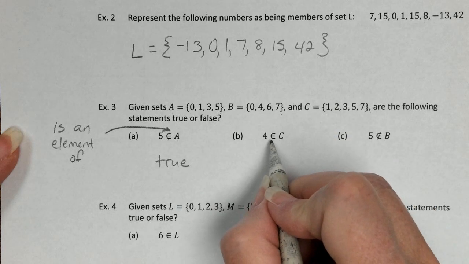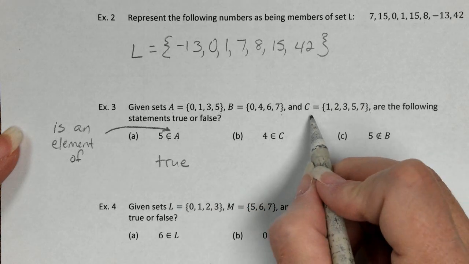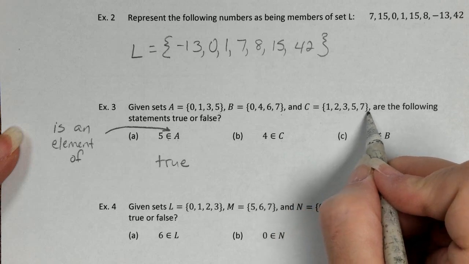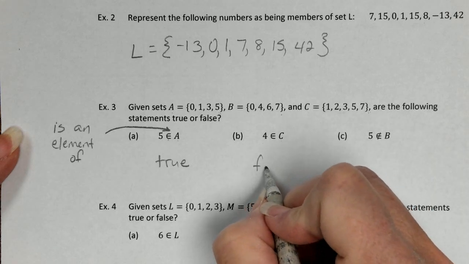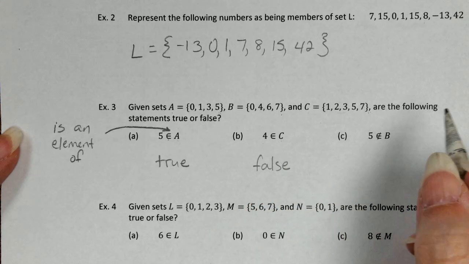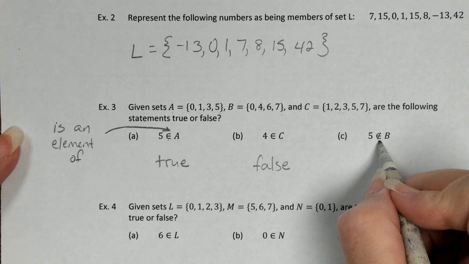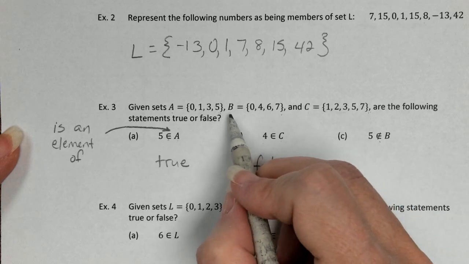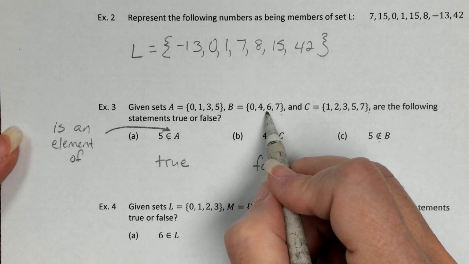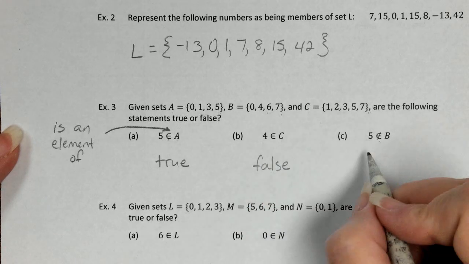Okay, 4 is an element of C. So we look at set C. I don't see a 4 in there. That's false. Now there's a slash through it, so not an element of. This says 5 is not in B. So we look here. That is true. There is no 5.